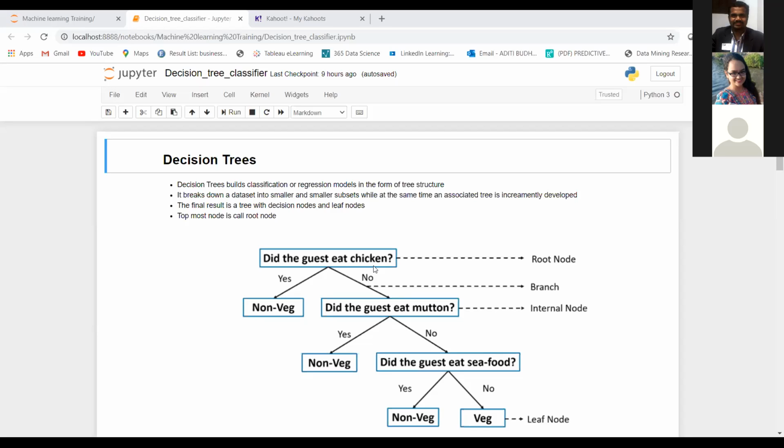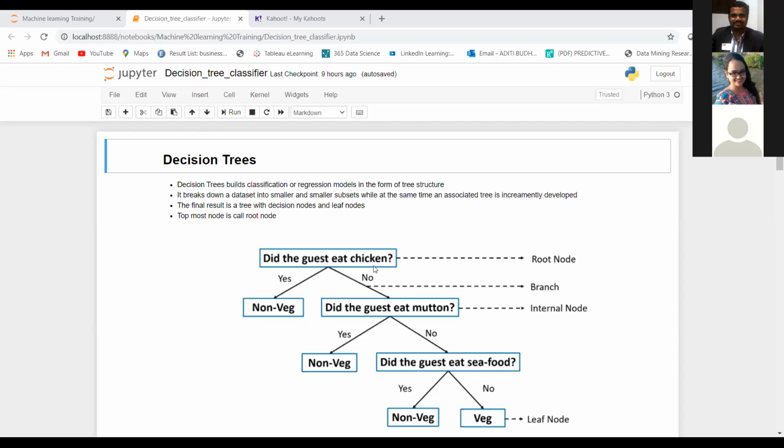Okay, so in linear regression we saw how we can predict continuous variables, right? And in logistic regression we saw how we can predict categorical variables, right? But decision trees can be used to build both kinds of models. It can be used for classification as well as for regression.